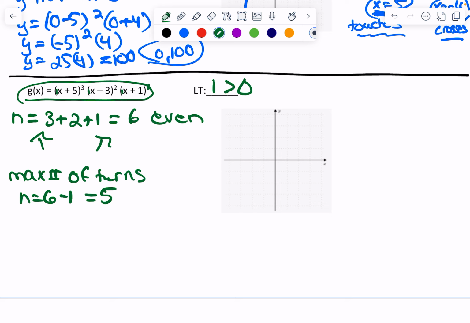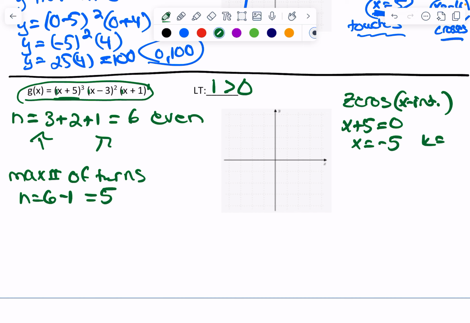Okay. Next, we're going to go ahead and do the zeros, so the x-intercepts, the roots. We have x plus 5 is the first one. If we set that equal to 0, we get x equals negative 5. Now, the multiplicity, so the k here for this one is going to be 3, which means that it is odd. So that means that this one crosses the x-axis.